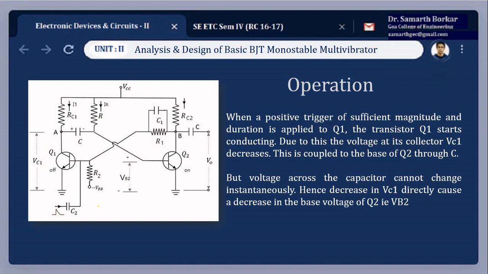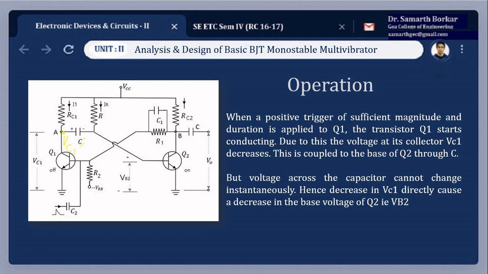So here we have listed it out. When a positive trigger of sufficient magnitude and duration is applied to the base of Q1, the transistor Q1 starts conducting. Due to this, the voltage at its collector, VC1, the voltage at this point, collector terminal C1, decreases. This is coupled to the base of Q2, that is the transistor 2, through a capacitor C. So you can make out here, this voltage is applied to the base of transistor Q2 via this capacitor C.